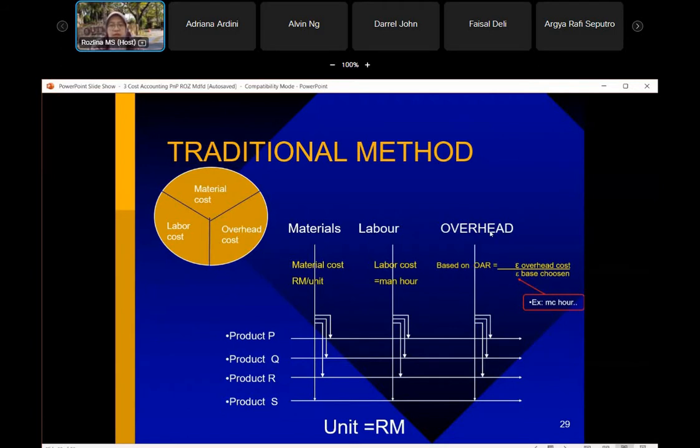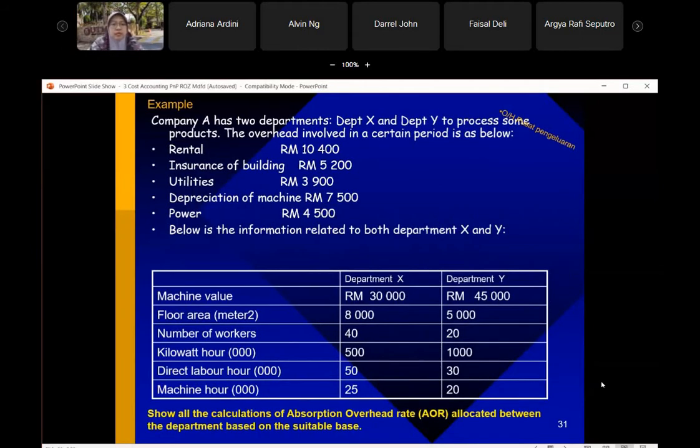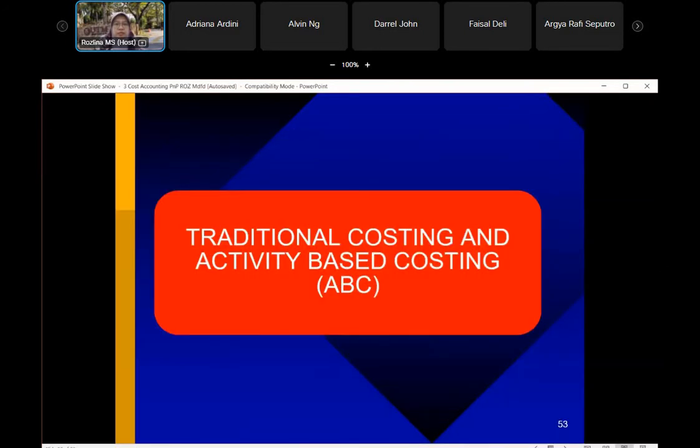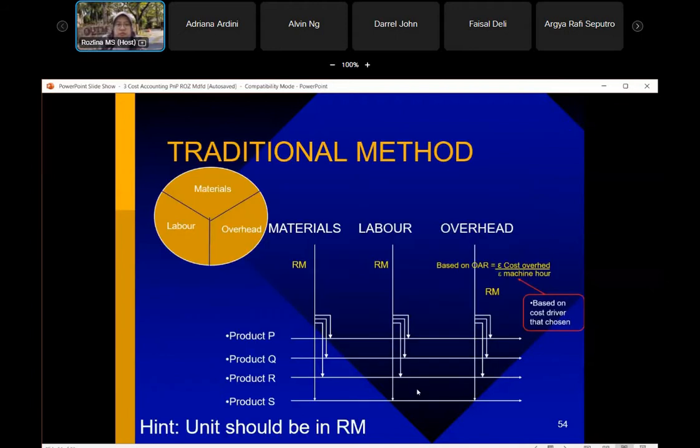Only the overhead has something you need to do first before you distribute, unlike the other two. For overhead you have to go through the OAR, the overhead absorption rate. After you get the rate, the standard rate, then you distribute to the product. I've done this one. Now we go traditional first, same as the explanation before.